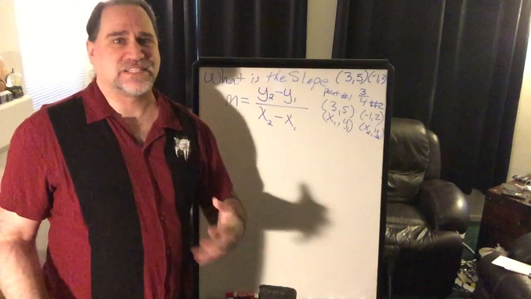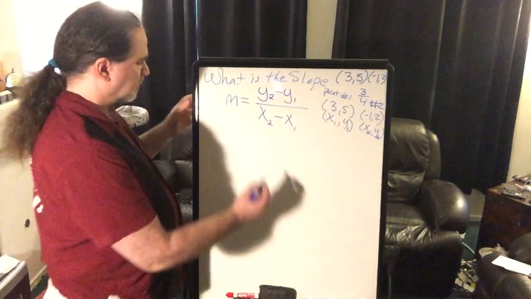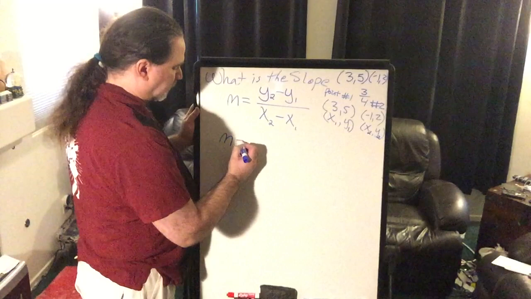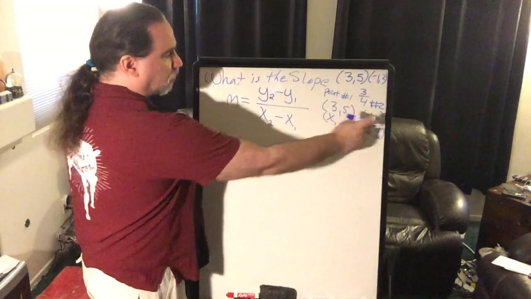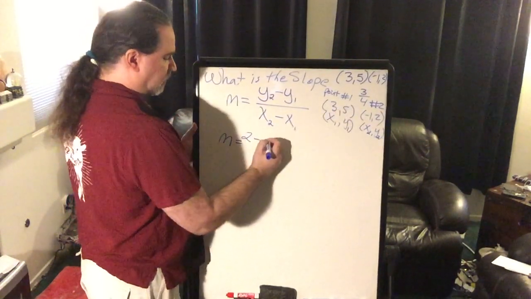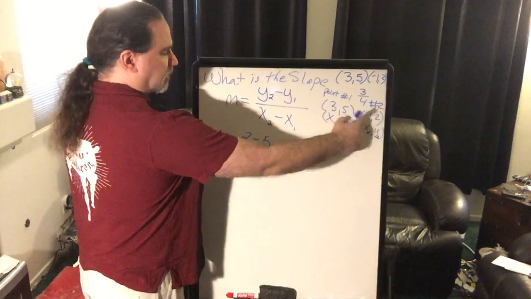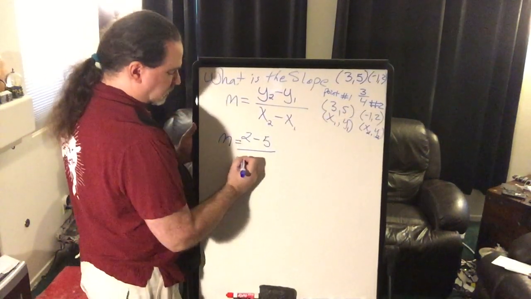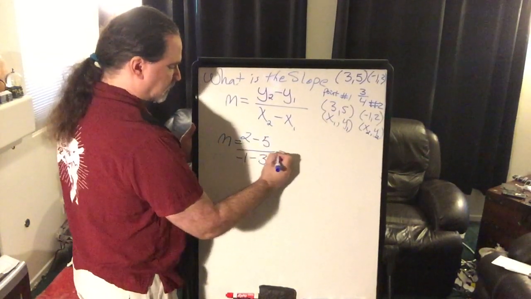They are more of a designation that this is the Y value from the second point. So now I'm going to plug in the numbers, and it's just arithmetic. So the second Y value, that's the number 2, minus the first Y value, that's the number 5, divided by the second X value, that's negative 1, minus the first X value, that's the number 3.